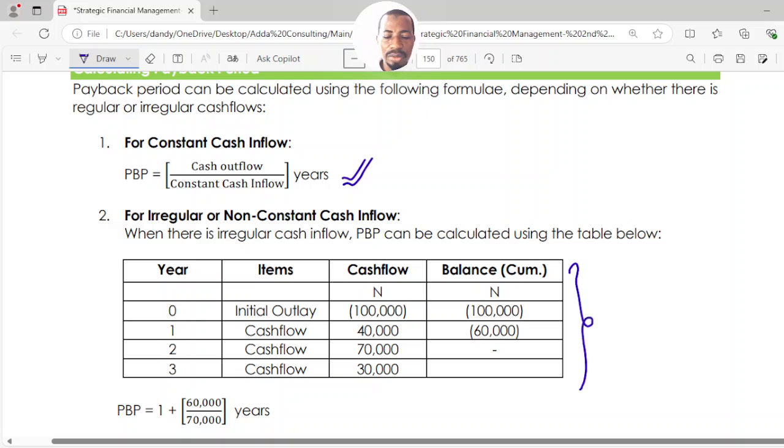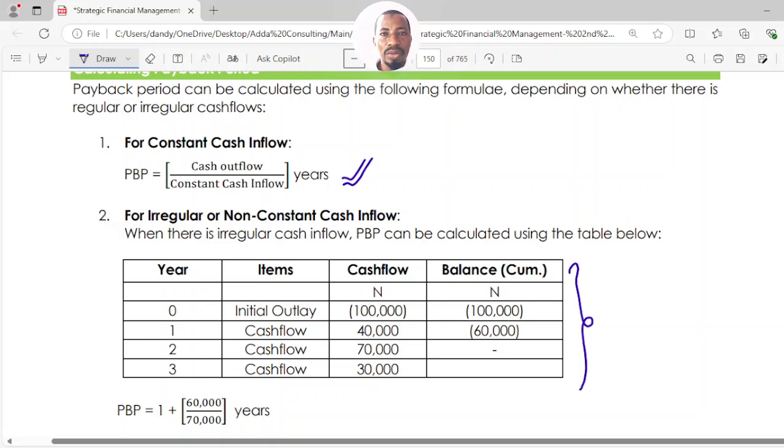And in this table, what we are trying to do is to recover the initial investment from the cash flow generated by the project. Let's look at these hypothetical figures. When you want to calculate the payback period, of course, you are going to create four columns, as you have on the screen. So the first column is the number of years, the description of items, cash flows, and then balance or cumulative.